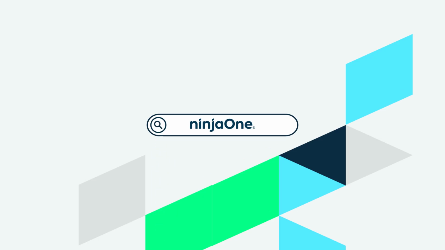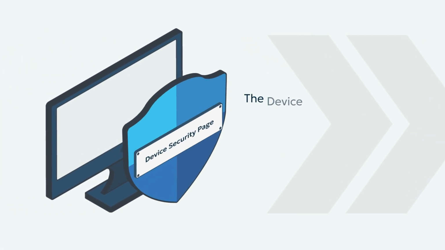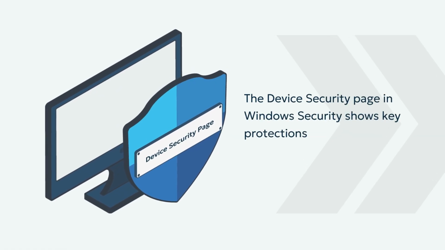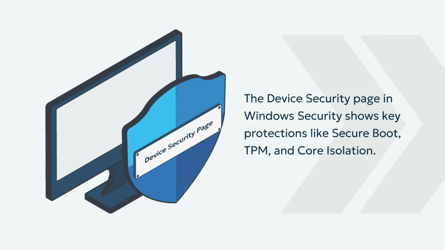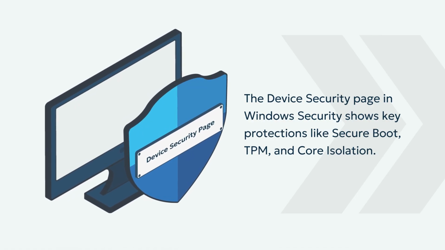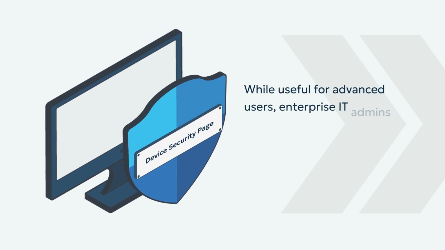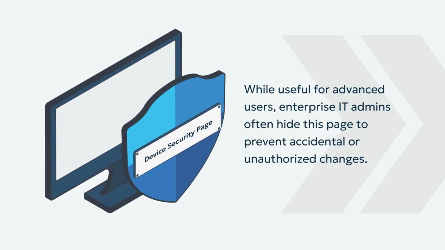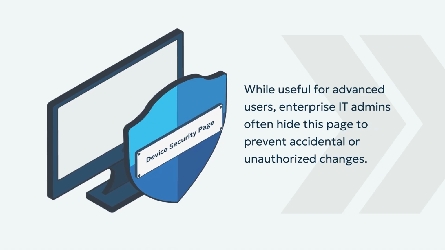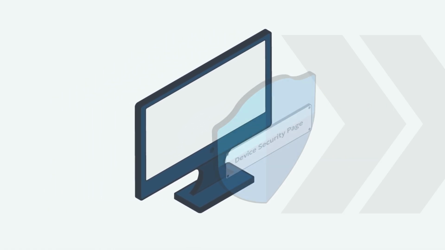Why hide the device security page? The device security page in Windows Security displays your system's primary security features such as core isolation, secure boot, and the Trusted Platform Module, or TPM. While this may be useful for power users, enterprise IT admins prefer hiding this page from users as interference may lead to unwanted changes. If you're one of those admins, here are 3 ways to hide or show the device security page.